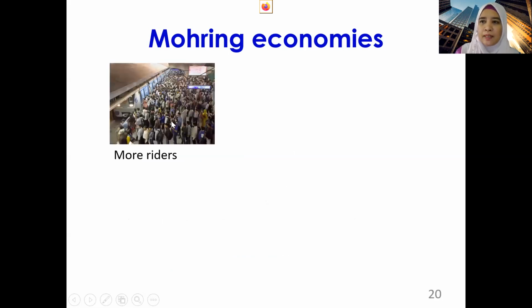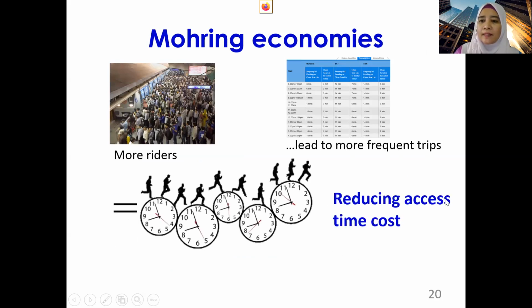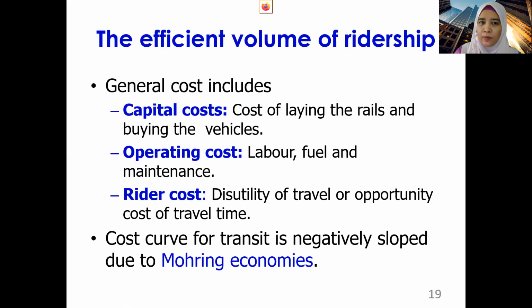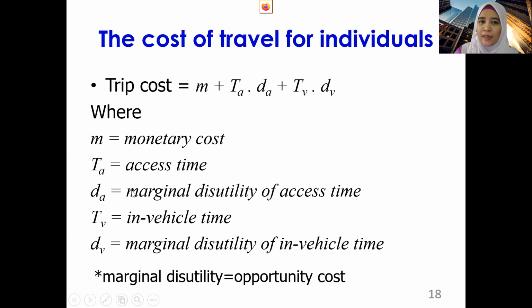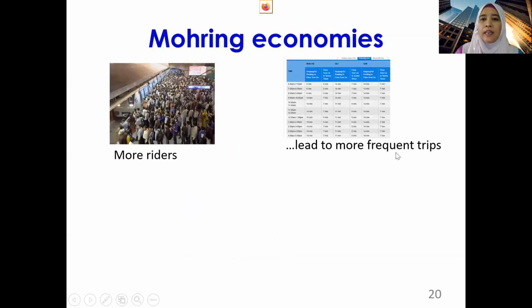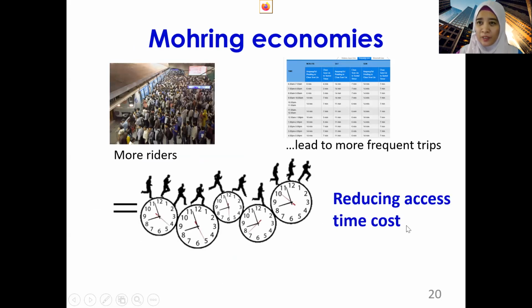So basic principle is more riders will lead to more frequent trips, reducing excess time costs. Excess time costs. Okay, I go back to 2 slides down. This one, this one is excess time. So this portion may be reduced. Once you reduce this, the cost will go down. Now, more riders again lead to more frequent trips, reducing excess time costs, which is familiar to you.